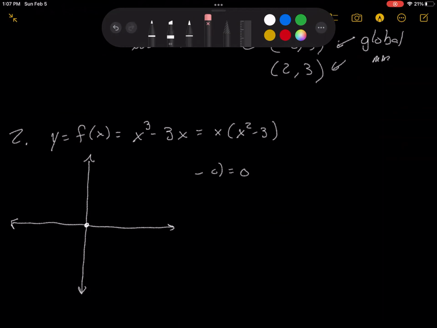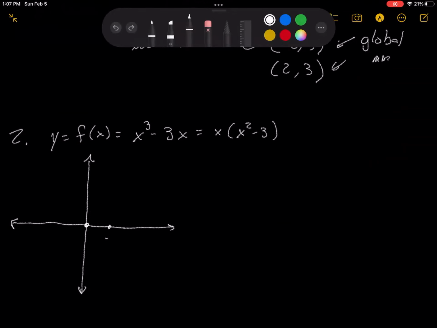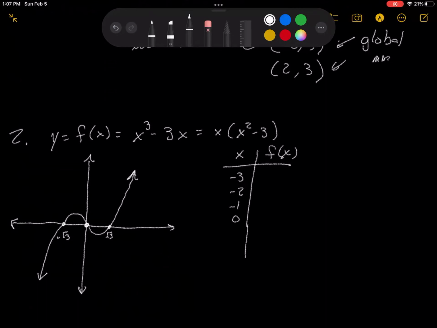So the graph of our function, there's positive, not negative. That's positive square root 3. This is minus square root 3. The function looks something like this. In fact, if we were to plot a few points, let's look at -3, -2, -1, 0, 1, 2, and 3.